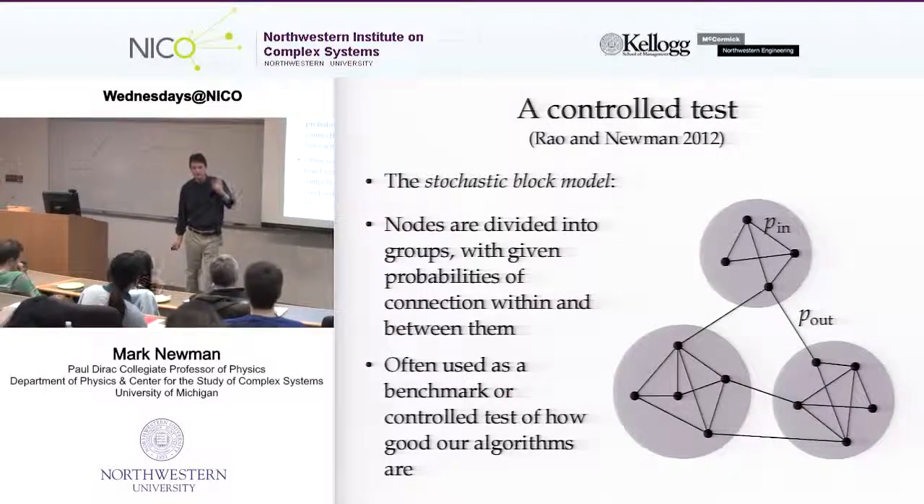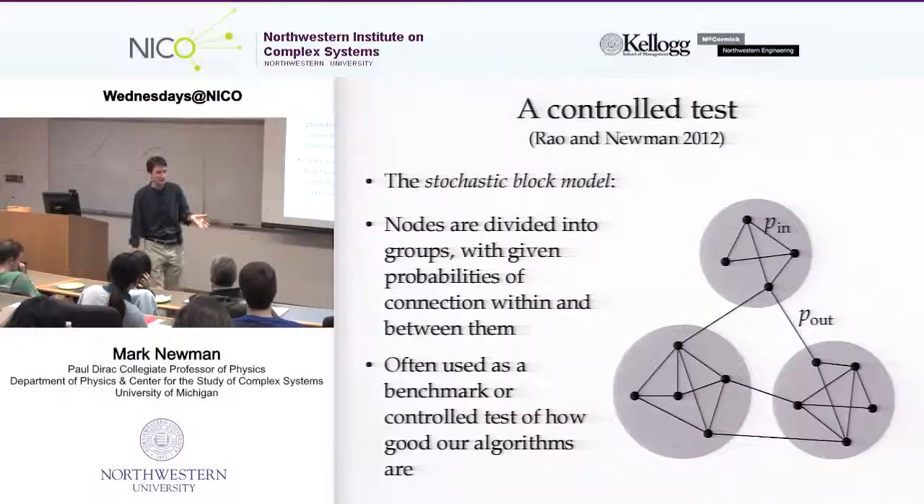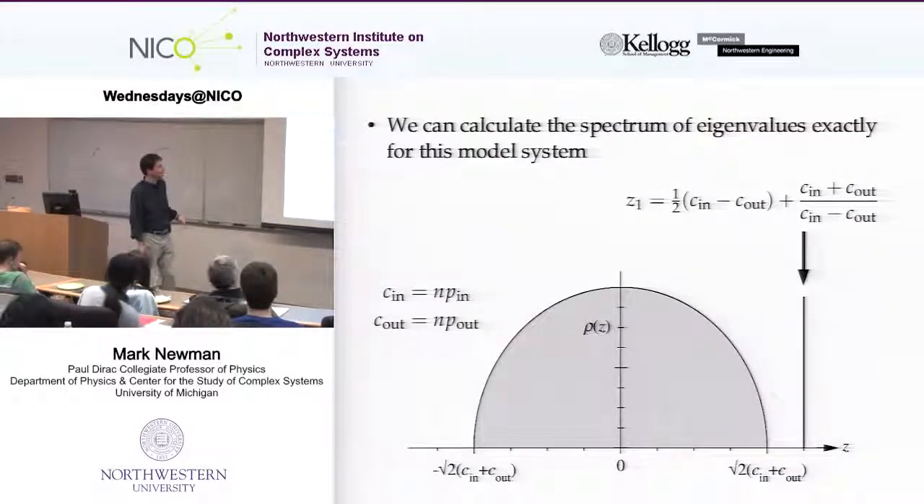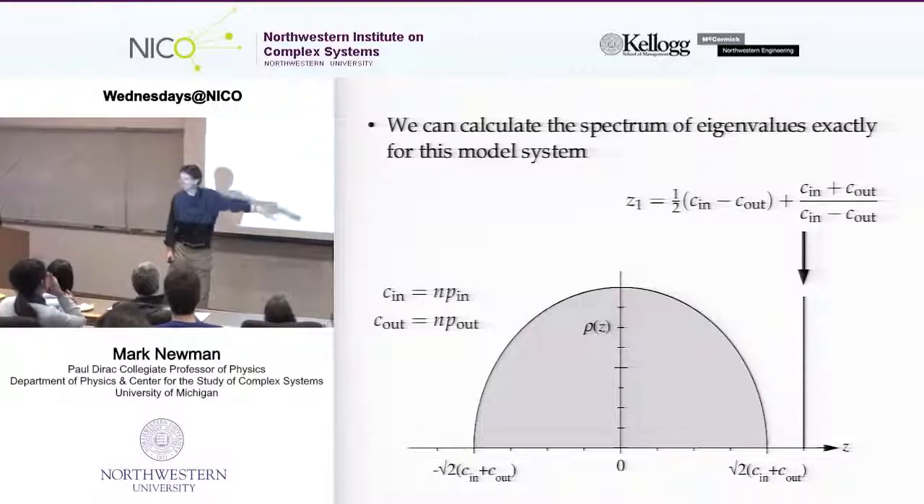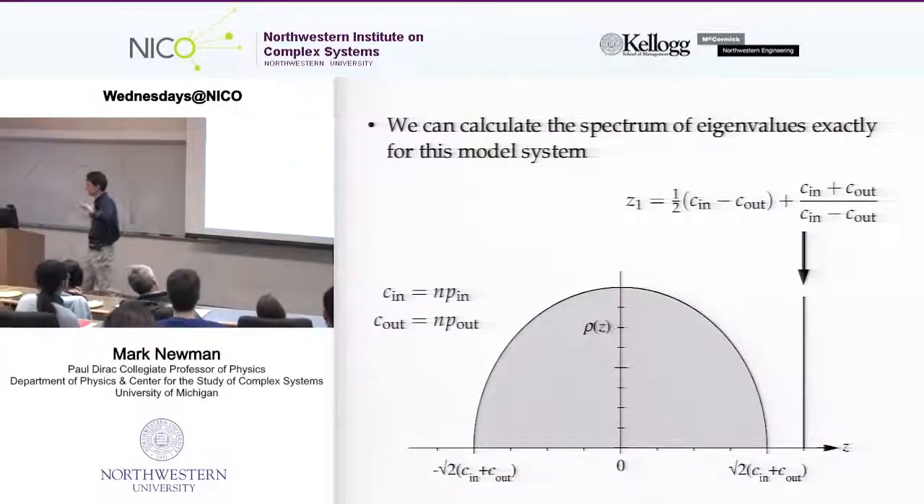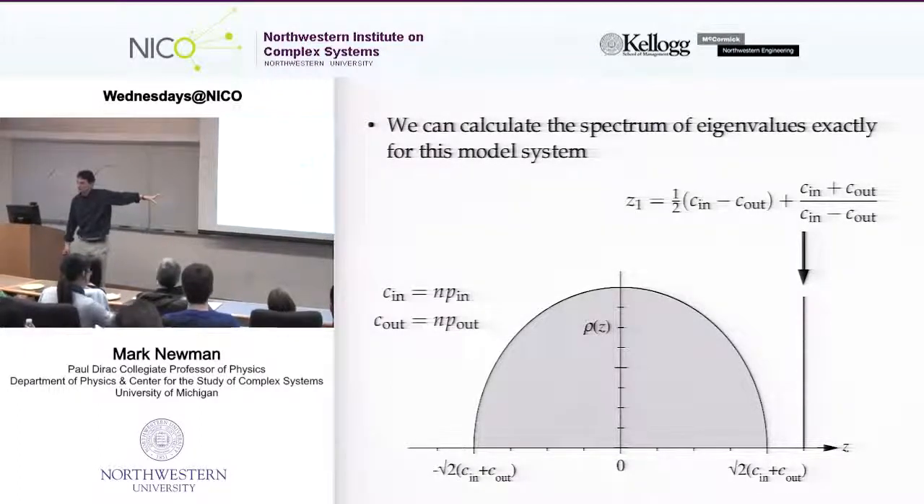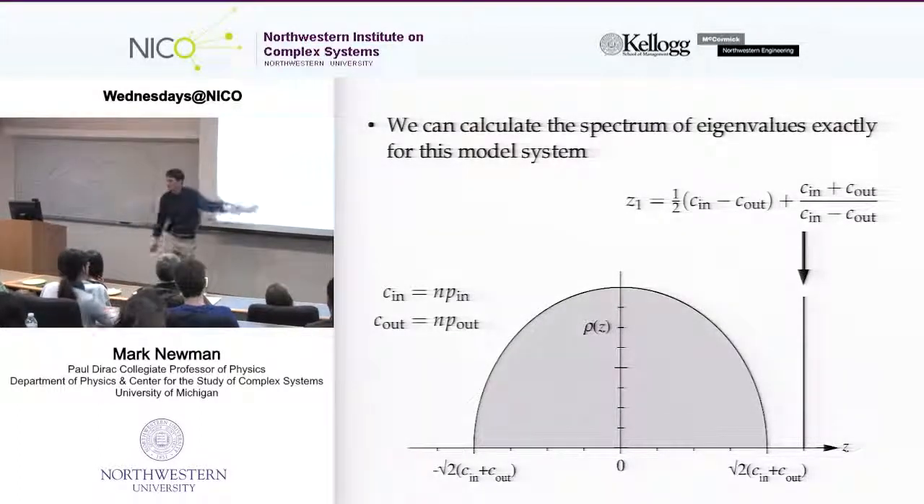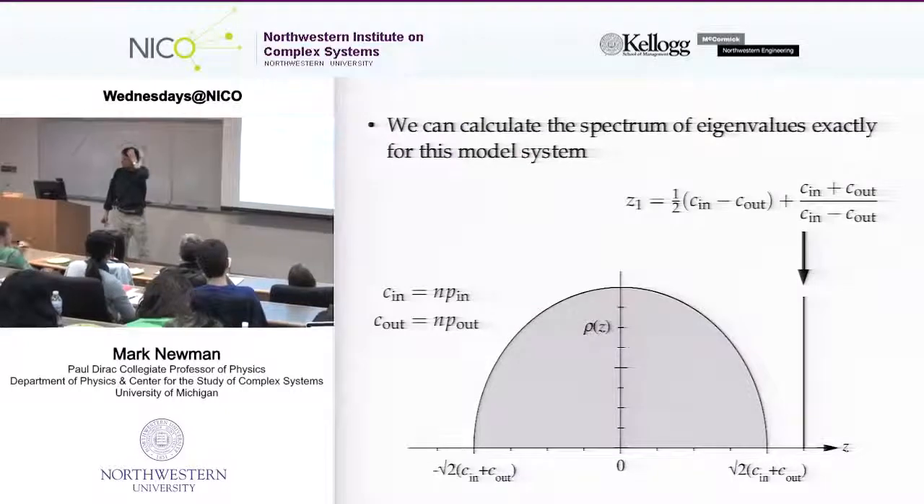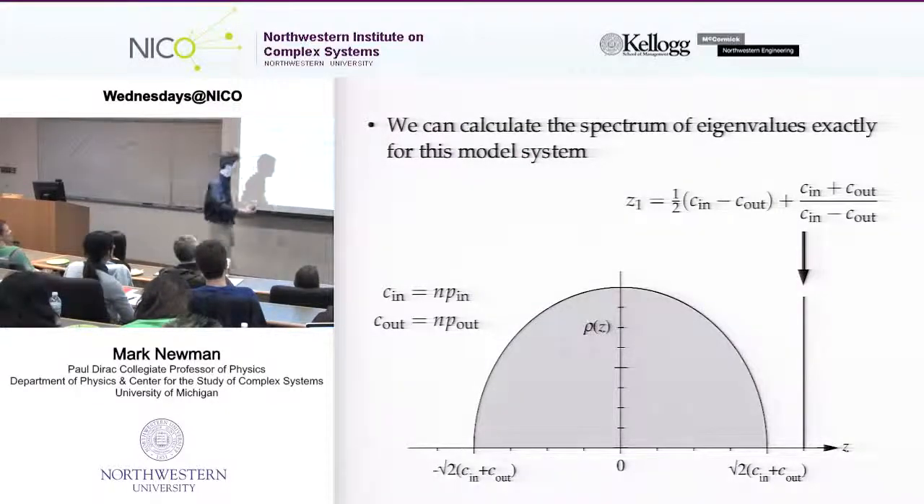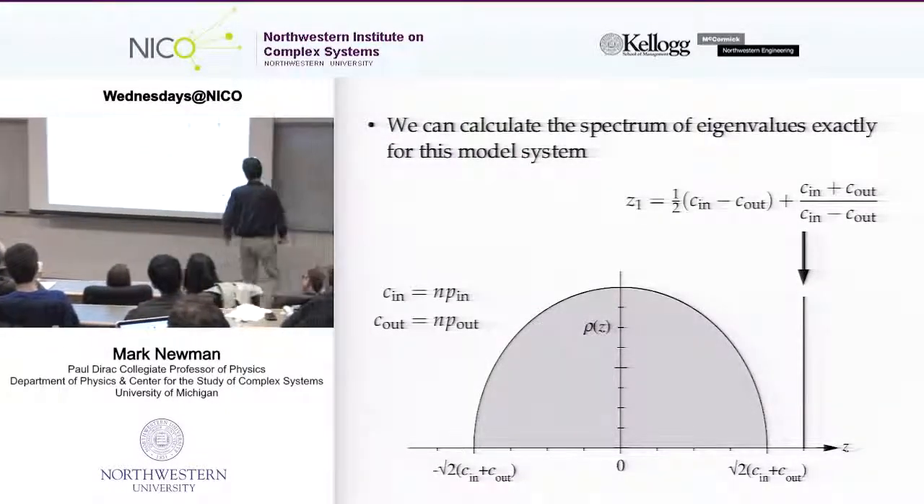Right? I can tell you how well this algorithm is going to do without ever actually running the algorithm. I can do it just mathematically because it turns out that I can calculate the whole spectrum of this modularity matrix analytically for this very simple random model. So it involves doing a bunch of random matrix theory, which I won't go into here, but the end result is, here's what the eigenspectrum of this matrix looks like.